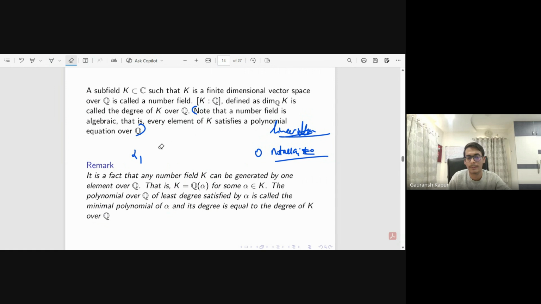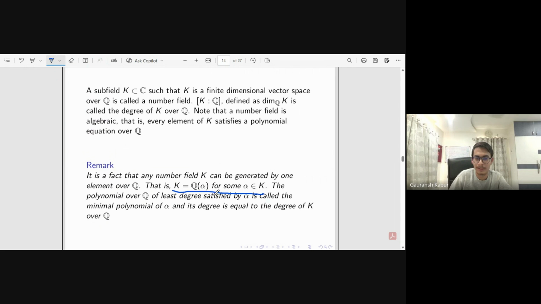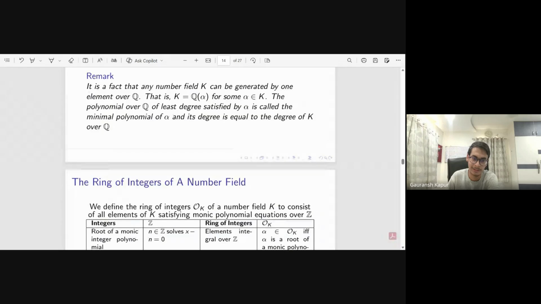This is what it's called: it's algebraic over Q. And it is also a fact that every number field is actually generated by one element over Q. What this says is that K is Q adjoin alpha for some alpha in K. Alpha will of course satisfy a polynomial of some minimal degree, and that polynomial is called the minimal polynomial, and its degree is equal to the degree of the extension of K over Q. So this was a bit of introduction about number fields, and now we define the ring of integers of a number field.